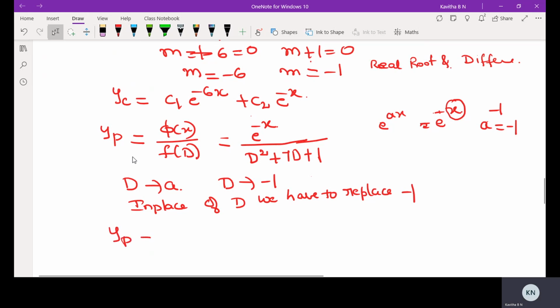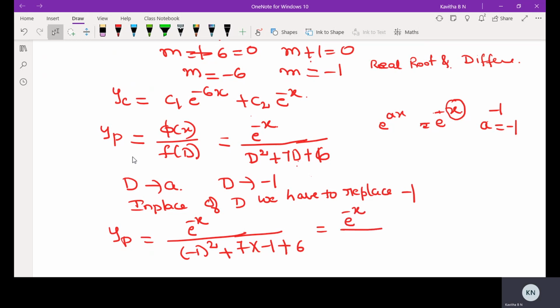Yp is equal to e to the power of minus x divided by, in place of D, substitute minus 1, whole square plus 7 into minus 1 plus 6. Okay, minus 1 whole square is 1. 7 into minus 1 is minus 7. Then plus 6.